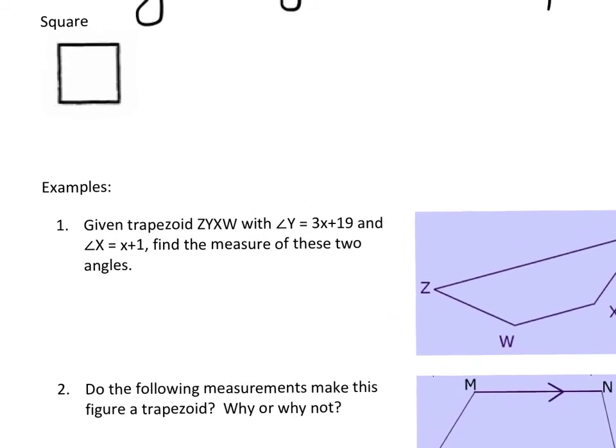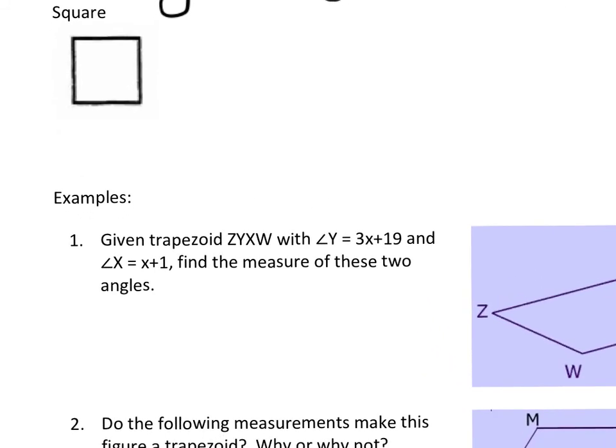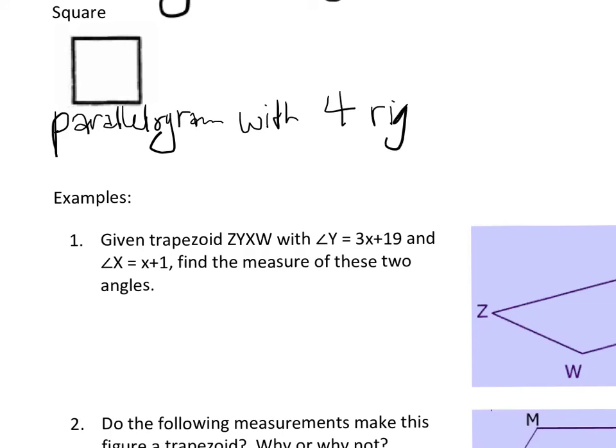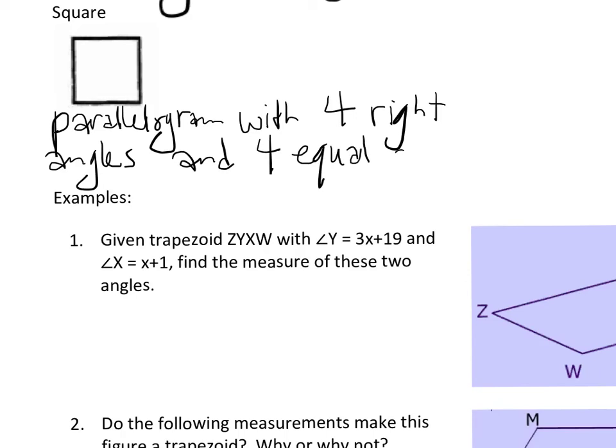And our last shape is the square, which is actually once again a parallelogram. And this time it has 4 right angles and it has 4 equal sides. So it's like the most specific of the quadrilaterals because it includes the properties or the definitions of a parallelogram, a rectangle, and a rhombus.